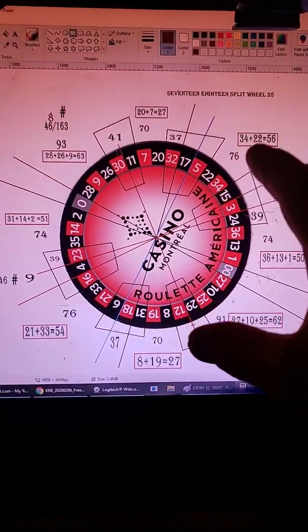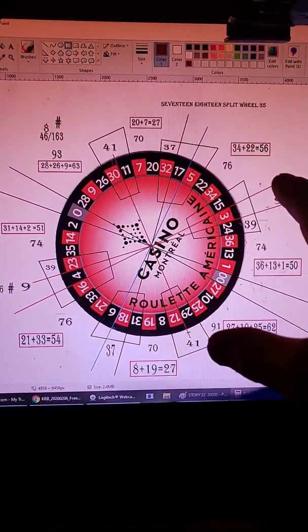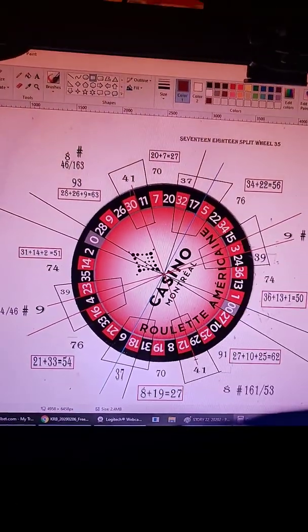Here is the double-digit North American roulette. I will explain this to you tomorrow.